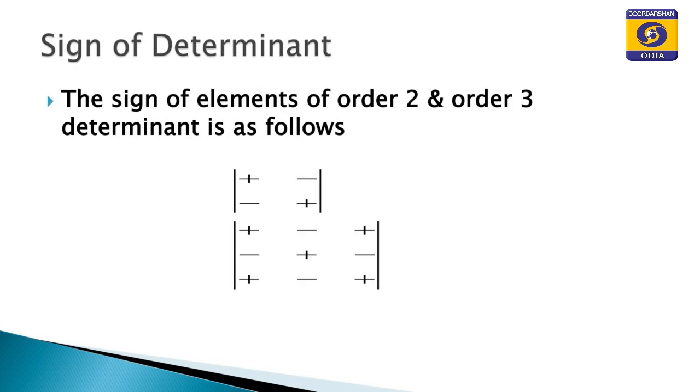The signs of the elements of an order 2 determinant are plus minus, minus plus, and the signs of the elements of an order 3 determinant are plus minus plus, minus plus minus, plus minus plus.